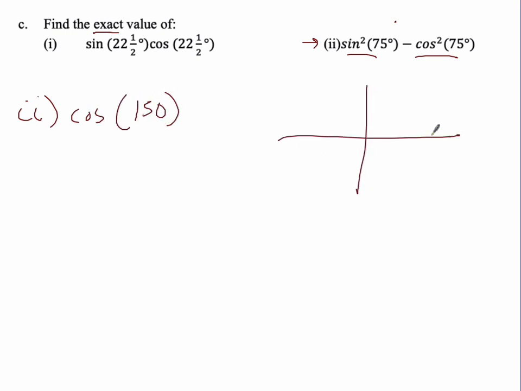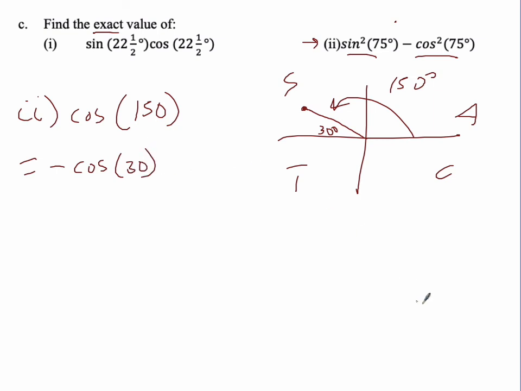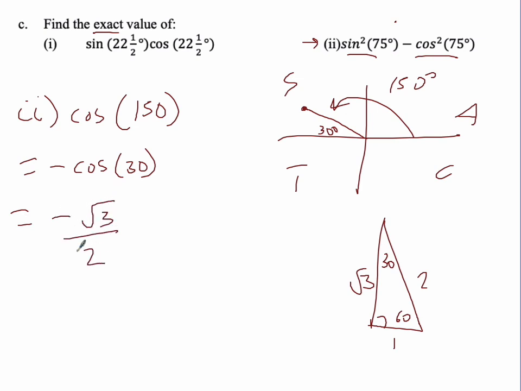And for 150 you can get the exact value. The reference angle is 30. It's negative there, so that equals negative cosine 30. That is in this special triangle: 30, 60, 90, with sides 1, 2, root 3. So cosine 30 is root 3 over 2. So this is equal to root 3 over 2.